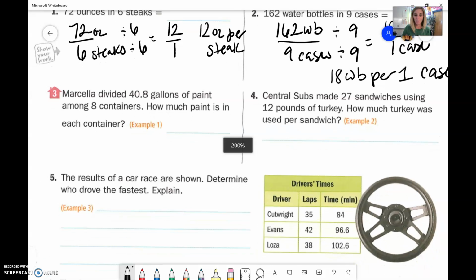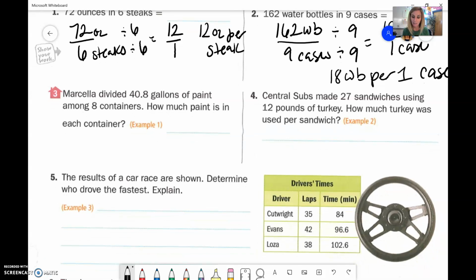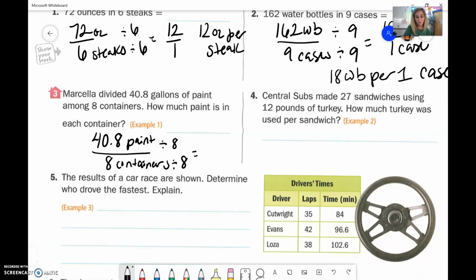There we go. Okay, Marcella divided 40.8 gallons of paint among 8 containers. How much paint is in each container? So 40.8 gallons of paint into 8 containers. All right, I know that I can divide each of these by 8, which gives me 5.1 over 1. So 5.1 gallons of paint per 1 container.